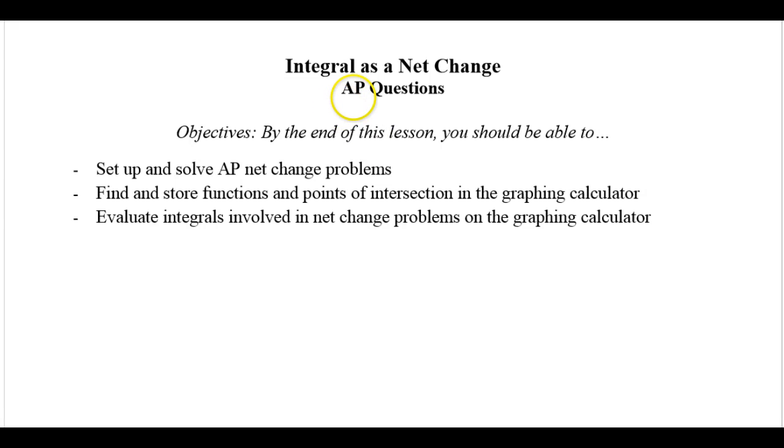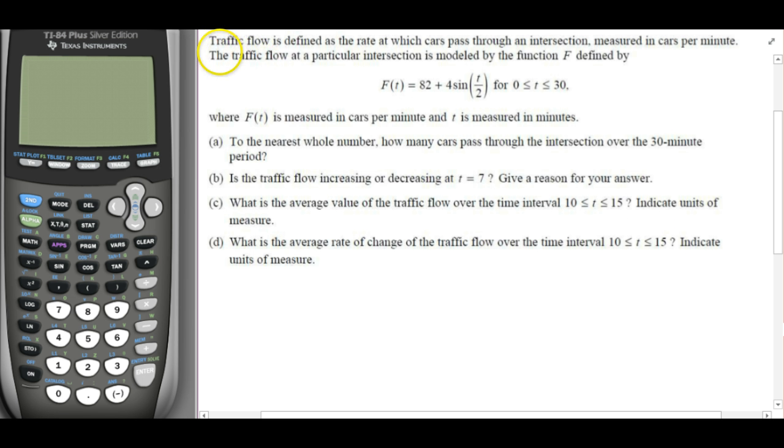Integral as a net change, AP questions. Objectives. By the end of this lesson, you should be able to set up and solve AP net change problems, find and store functions and points of intersection in the graphing calculator, and evaluate integrals involved in net change problems on the graphing calculator. Alright, let's jump into our first AP question.